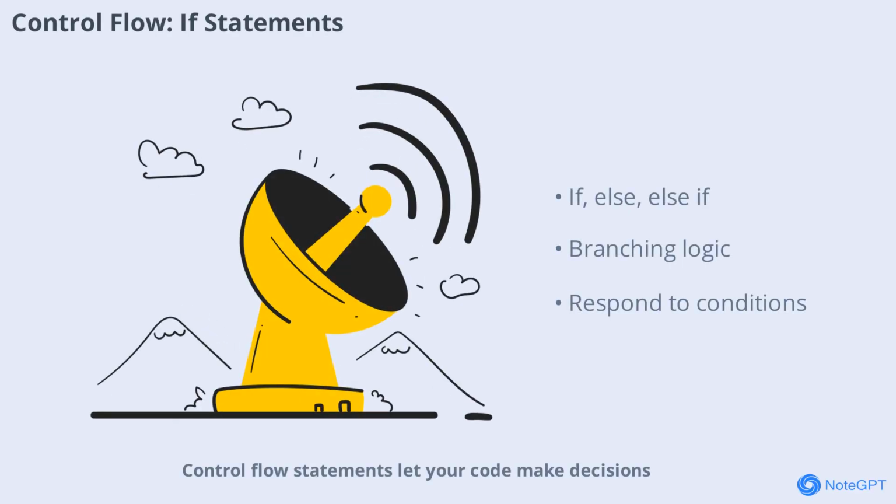Control flow statements let your code make decisions. The if statement is a fundamental tool for branching logic. It checks a condition and executes code only if that condition is true. You can extend this with else and else if to handle multiple outcomes. This structure is the backbone of interactive scripts, allowing your website to respond differently based on user input or other factors.